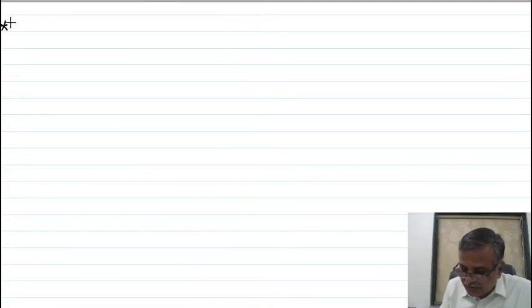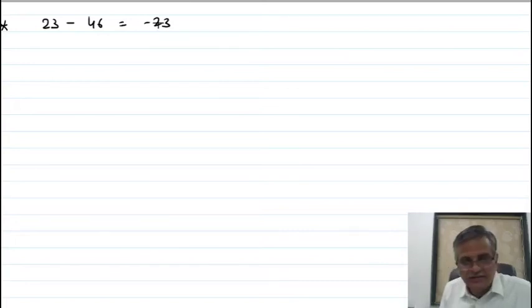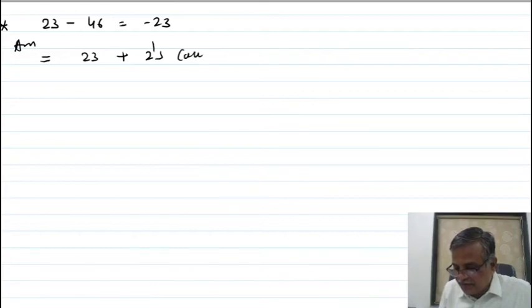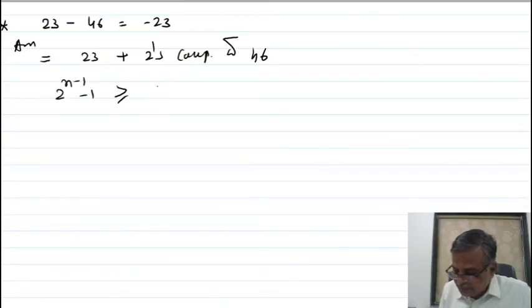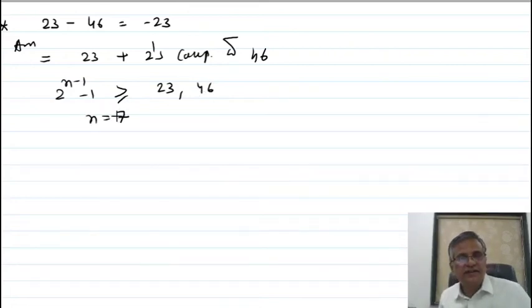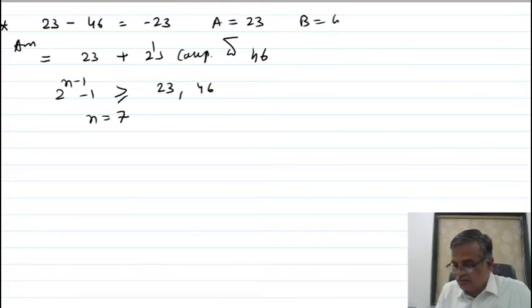Let us do the reverse way. 23 minus 46, you will get minus 23. So it is nothing but 23 plus the 2's complement of 46. First I have to find the number of bits required to represent A and B. Here A is 23, B is 46. So I have to find A minus B.